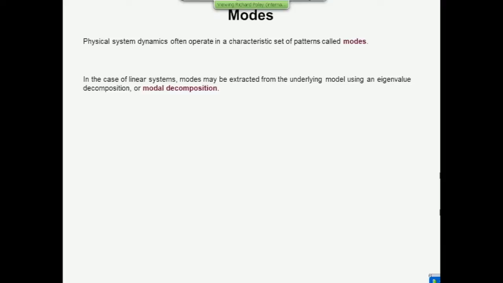Physical systems operate in a characteristic set of patterns, as it's said here. Those patterns are called modes, and it's a unique choice of the elements of the state vector which are called modes. And the reason that they're important is that you'll see in a moment, each of the modes is completely uncoupled from all the other modes. This transformation, the unique transformation where you've used this M matrix of eigenvector columns to transform the state vector, is called modal decomposition.